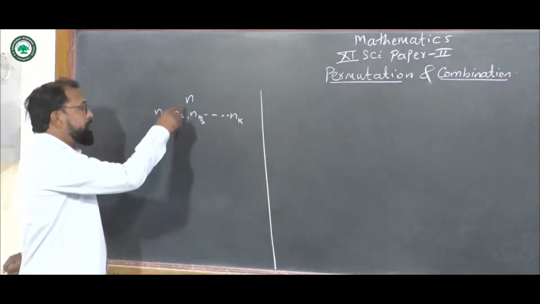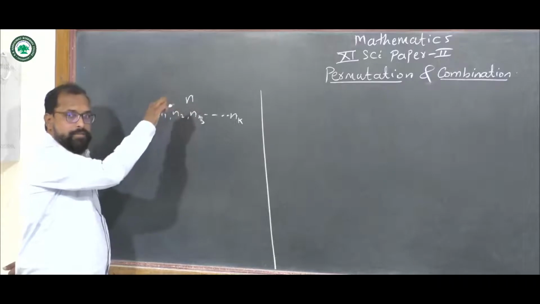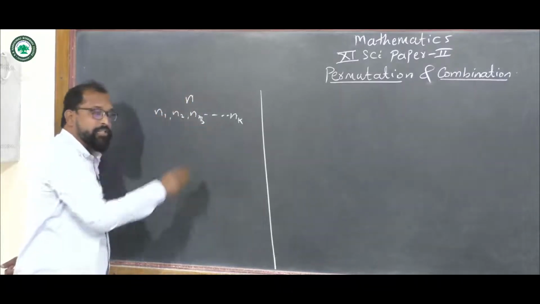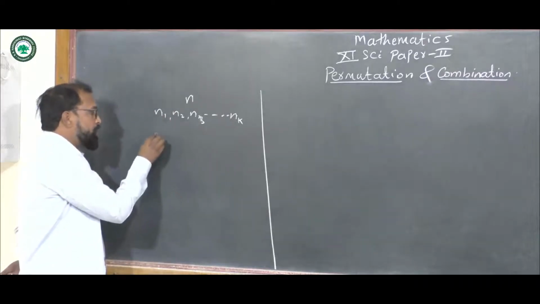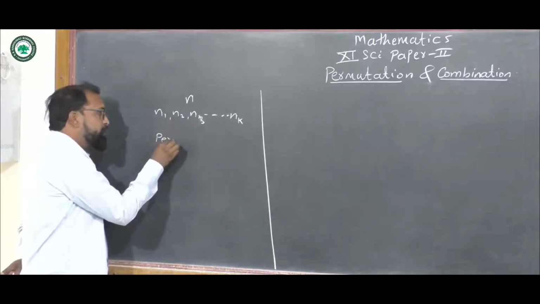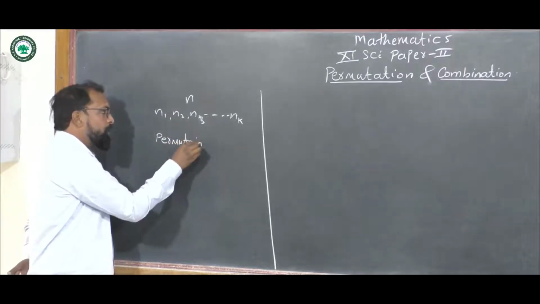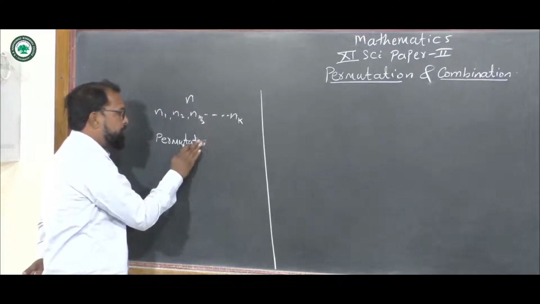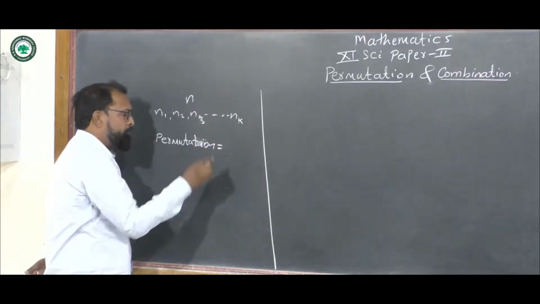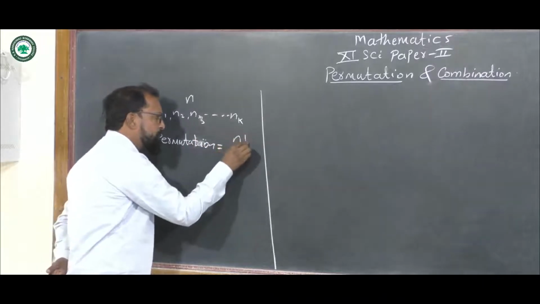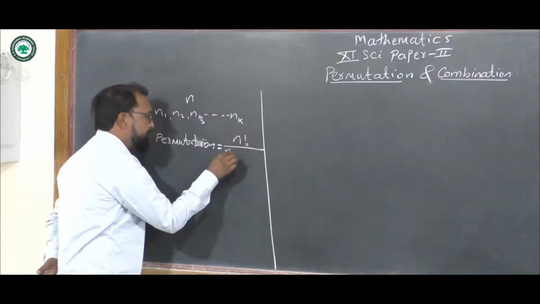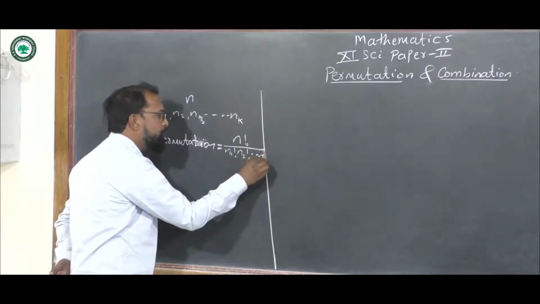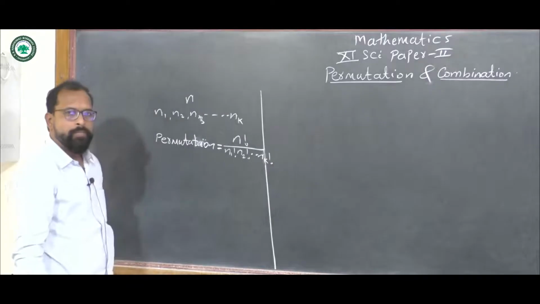So the arrangement of these n objects, in which these are the repetitions, this total permutation or total arrangement, is equal to n factorial upon n1 factorial into n2 factorial and so on up to nk factorial.